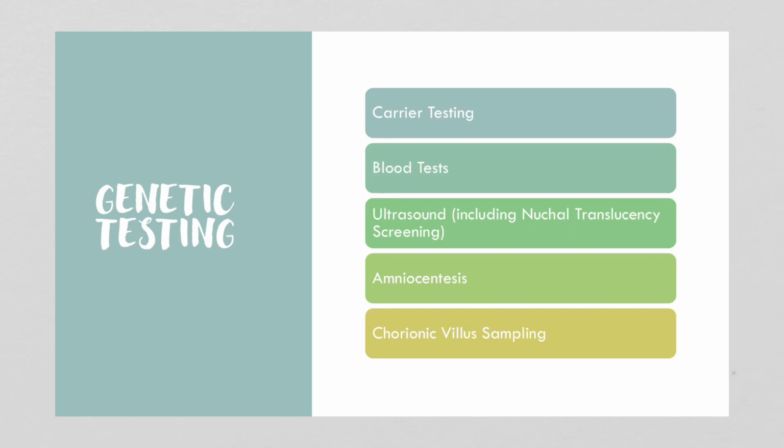So parents can undergo genetic testing for non-disjunction or other chromosomal abnormalities or other genetic conditions. You can undergo carrier testing. So that would be when you would have tests done to see if you're carrying the gene for a condition that might cause harm in the offspring. You can have blood tests. After you've conceived and you're pregnant, you can have ultrasound, which includes nuchal translucency screening.